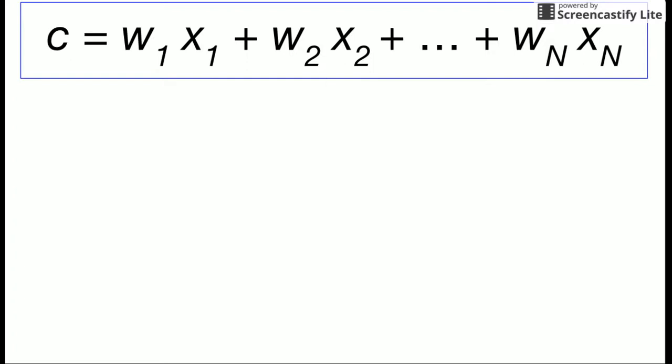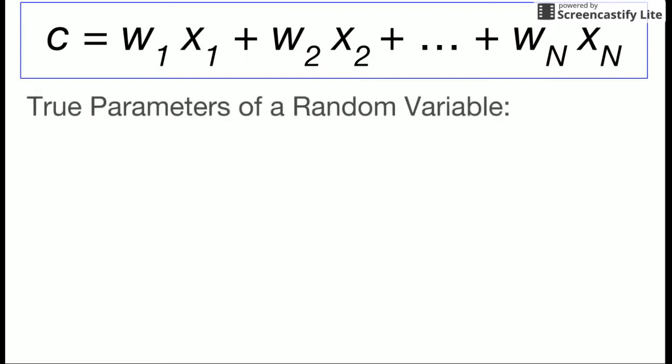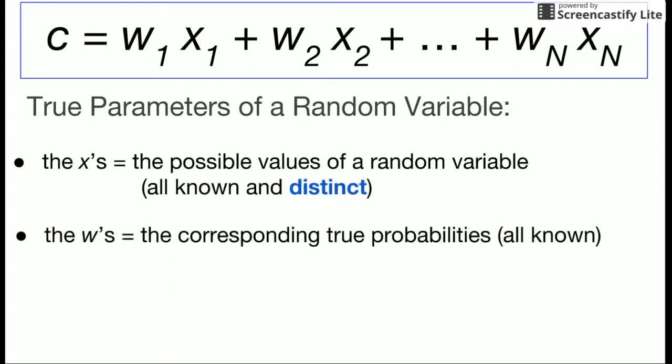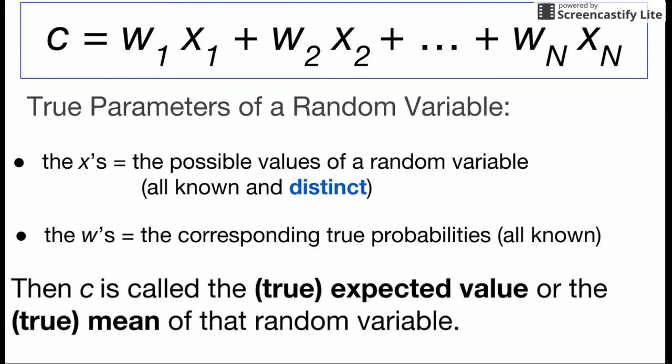We now connect weighted averages to probability and statistics. A random variable is a quantity that acquires a specific value every time we perform a certain experiment, like tossing a die and observing the score. The experiment stays the same, but the specific value cannot be predicted with certainty. However, we do know in advance all the possible values the variable can take and the probabilities corresponding to those values. If the x's in the equation are the values and the w's are the probabilities, then C is called the true or theoretical expected value, or true or theoretical mean of that random variable.